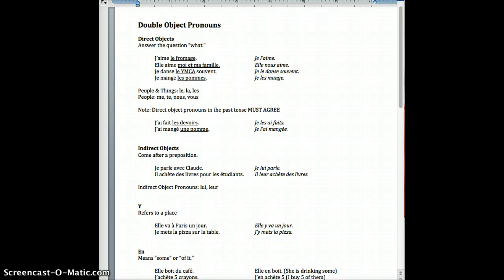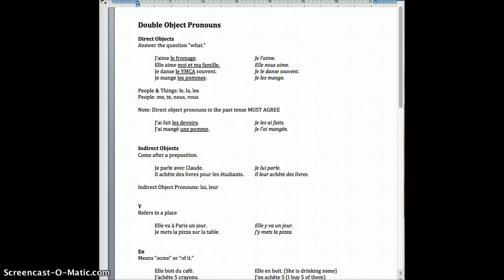So what is a direct object? A direct object answers the question, what? I like cheese. What do I like? Cheese. She likes me and my family. What does she like? Me and my family. She likes us. Direct object pronouns, in this case, are le, la, and les, and me, te, nous, and vous.